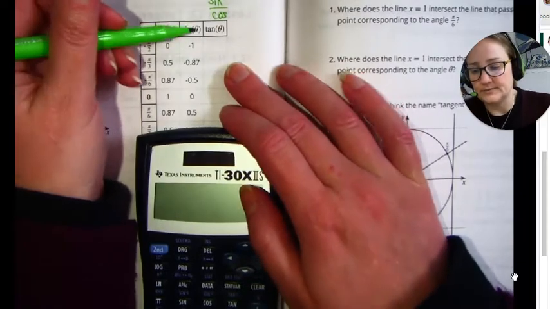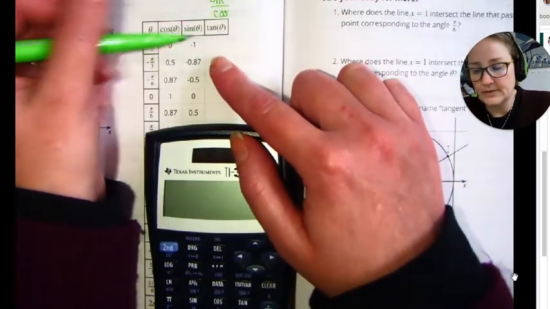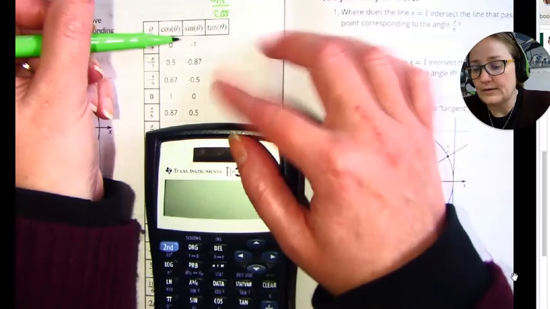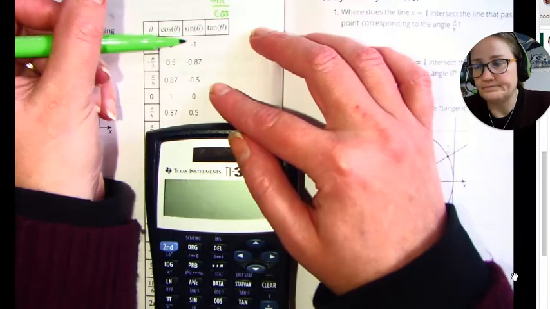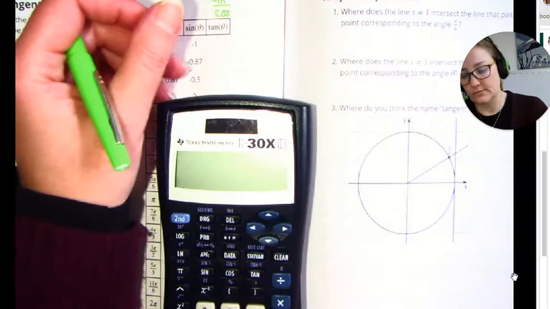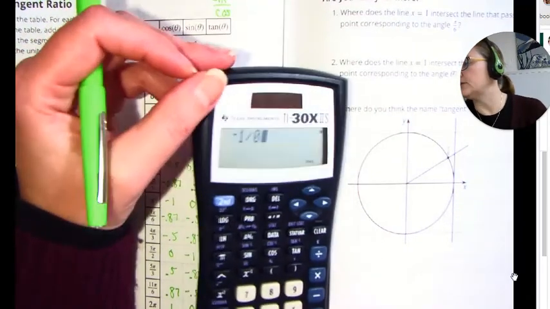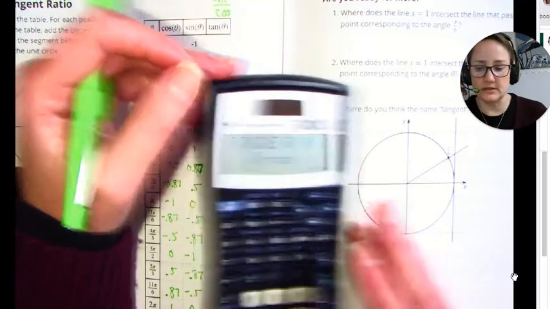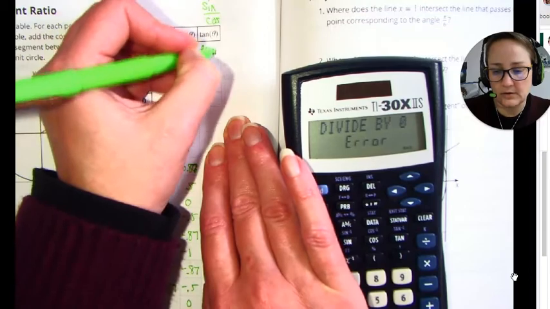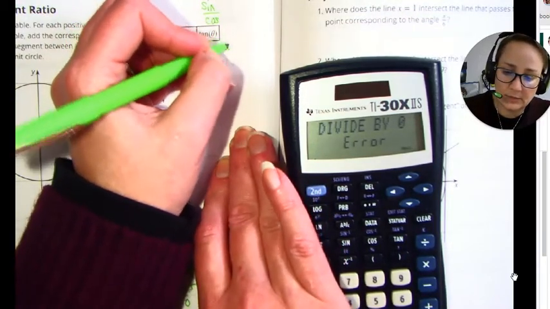Tangent at theta, sine divided by cosine, at negative pi over 2. Negative 1 divided by 0. I'm making that face because anything divided by 0 is undefined. Okay, so there's an undefined, we get an error. We call that undefined because we can't have anything that is divided by nothing.